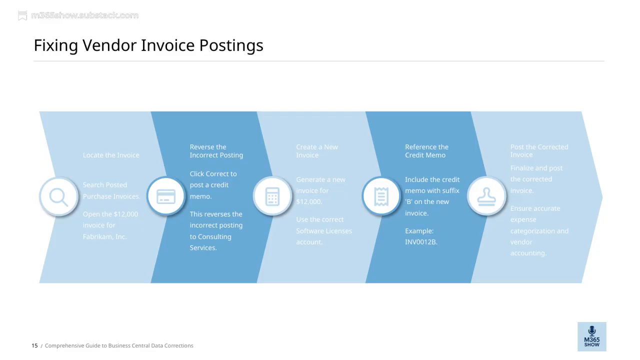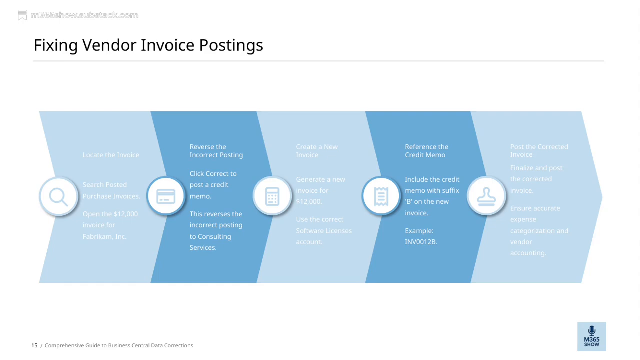Generating a new invoice for the correct amount, say $12,000, and making sure to use the appropriate account, like the software licenses account, is crucial. This ensures the expense is properly allocated. To create the new invoice, simply click the Correct button to post the credit memo. This step reverses the incorrect posting that was made to consulting services, effectively correcting the record.